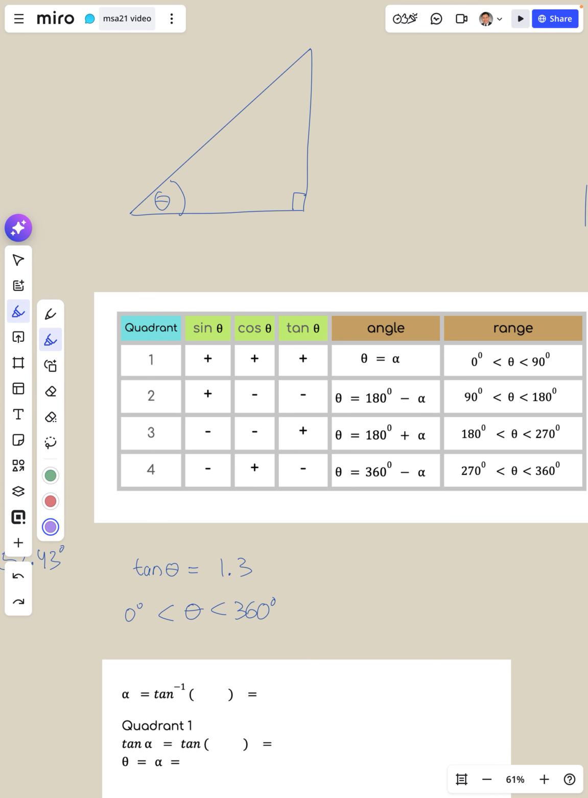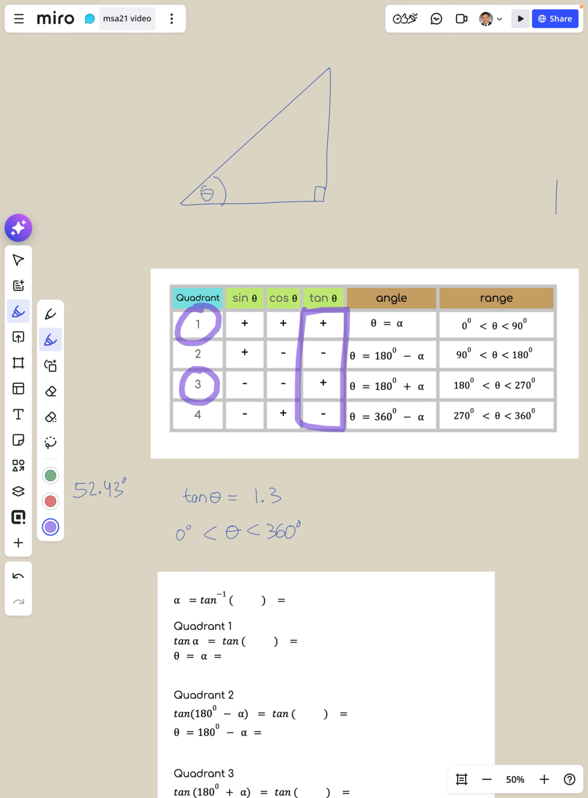Now this is the question again. Tangent theta is equal to 1.3, and it is a positive number. We look at this table here. Tangent theta will be positive when it is quadrant 1 and 3. Tangent theta will be positive when it is quadrant 1 and quadrant 3.